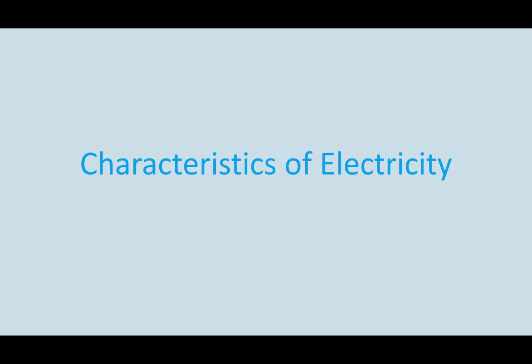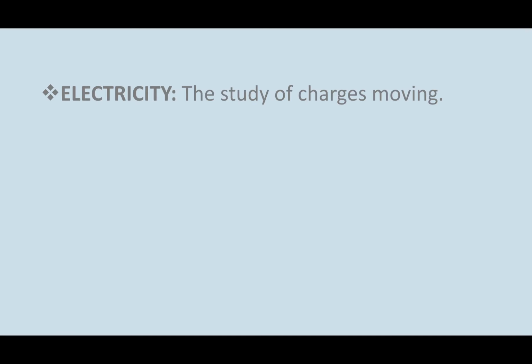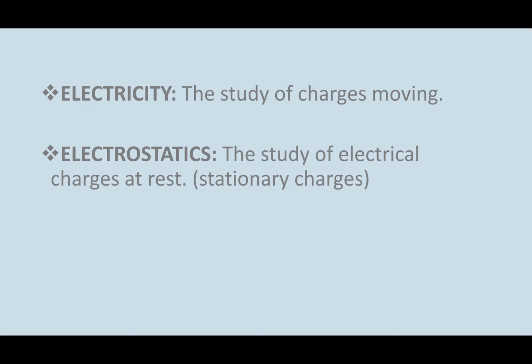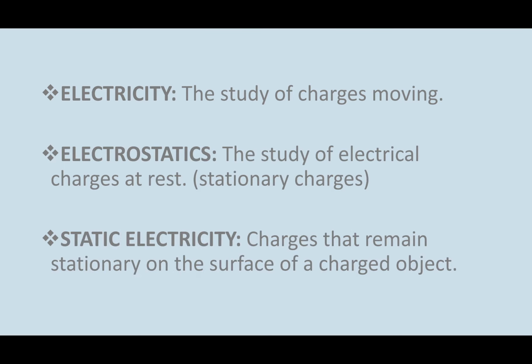So some characteristics of electricity. First, electricity is the study of charges moving. So charges, it could be like a positive charge, negative charge, right? So we're dealing with those. Electrostatics is the study of electrical charges at rest or stationary charges. And static electricity, charges that remain stationary on the surface of a charged object. So just some key definitions, different classifications.